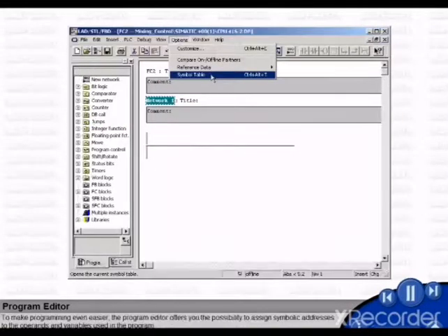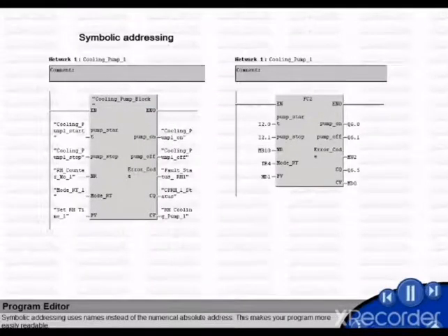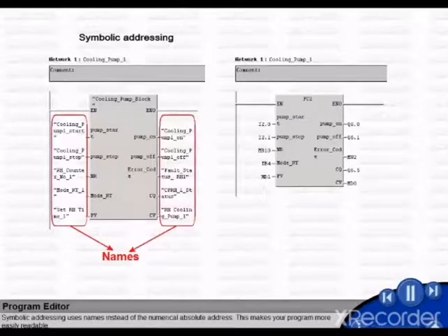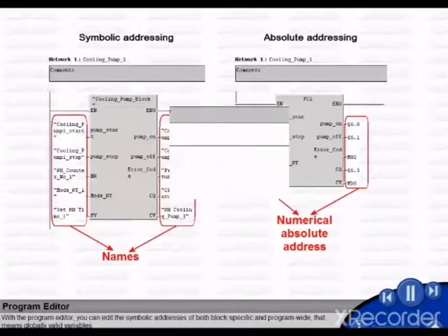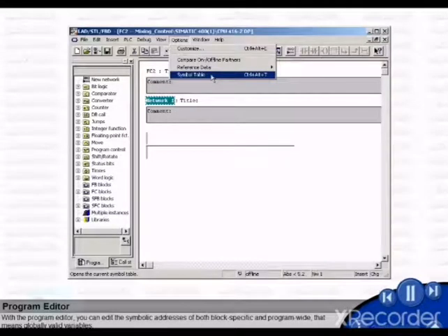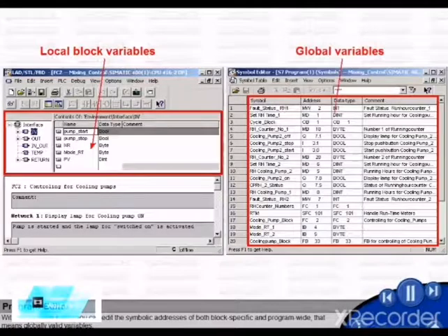To make programming even easier, the program editor offers you the possibility to assign symbolic addresses to the operands and variables used in the program. Symbolic addressing uses names instead of the numerical absolute address. This makes your program more easily readable. With the program editor, you can edit the symbolic addresses of both block-specific and program-wide, that means globally valid, variables.